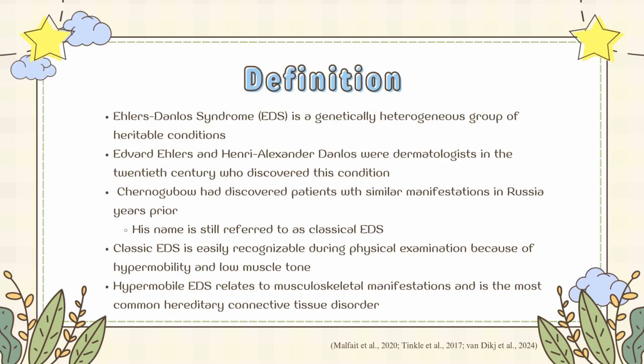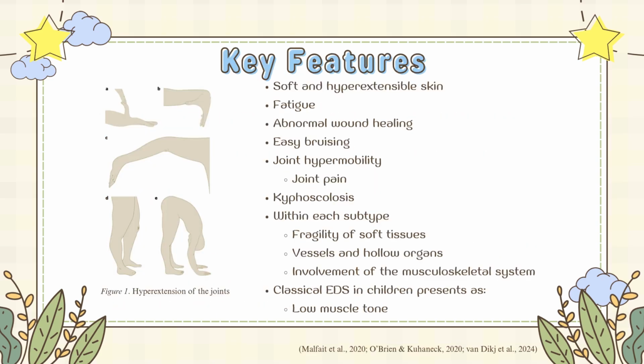There are 14 types of EDS, but the two most common are classical and hypermobile. Classical is seen during examination with the presence of hypermobility in joints and low muscle tone, and hypermobile EDS is musculoskeletal and is actually the most common connective tissue disorder.